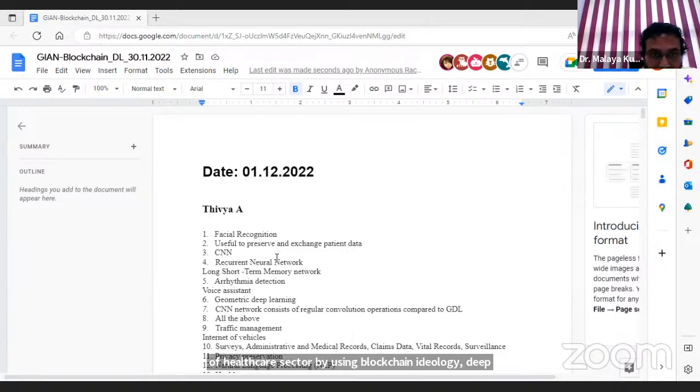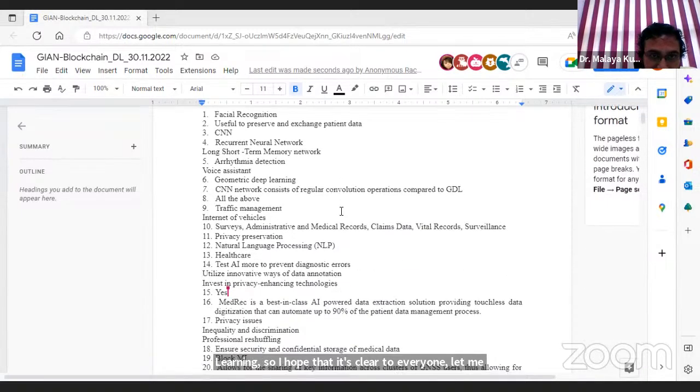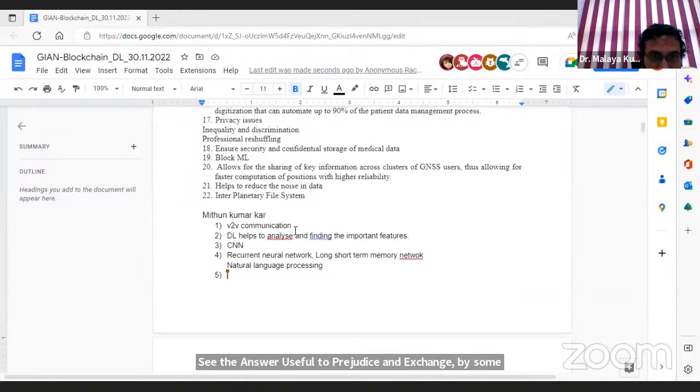I hope it is clear to everyone. Let me see the answer. Useful to preserve and exchange patient data. Yes, correct. Deep learning helps to analyze and find the important features. So from the different organizations, health sector or institutions, the medical data is collected.